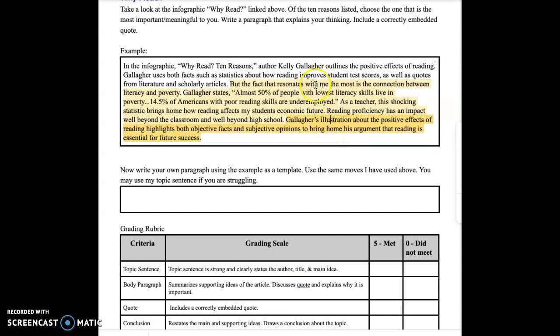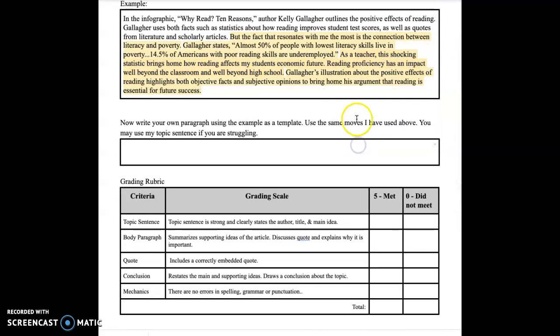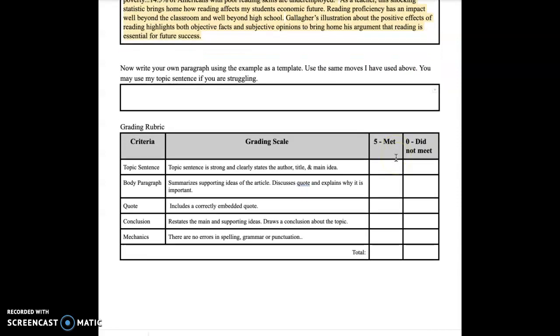So I've kind of looked at two things here. I've analyzed how he's used statistics and quotes. I've picked out the one reason that I think is the most important, and I've discussed why that's important to me. So this is my analysis paragraph. So now what I want you to do is the same thing I did. Look at one of the reasons, provide a quote, talk about why that's important, why you believe that reason is important, and then write a conclusion.